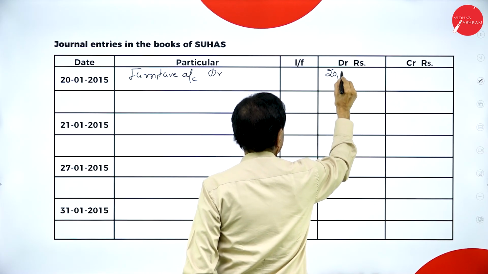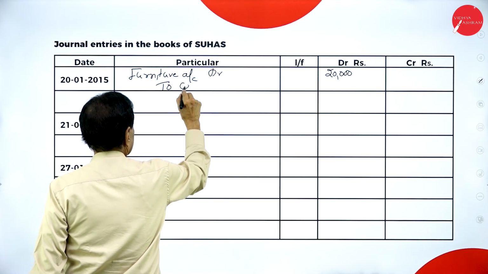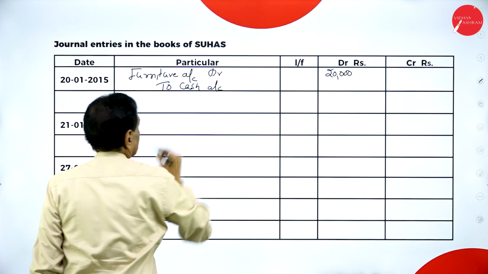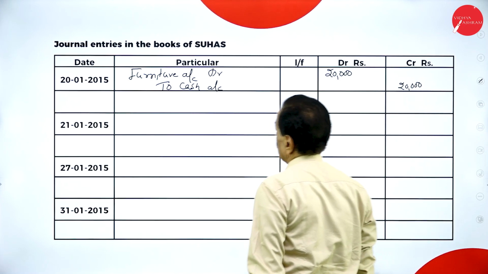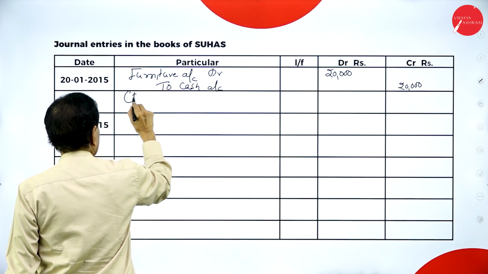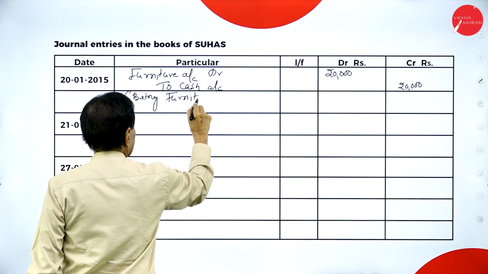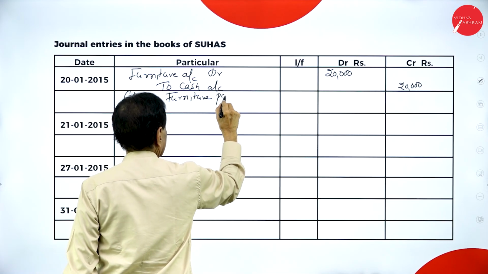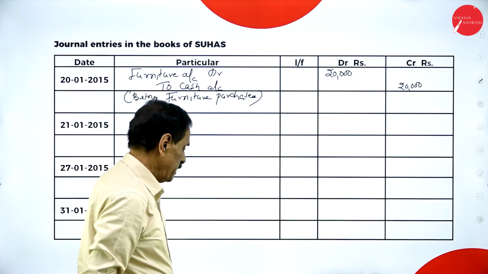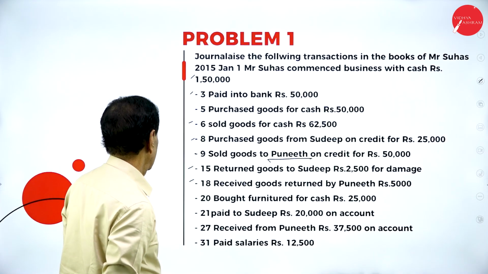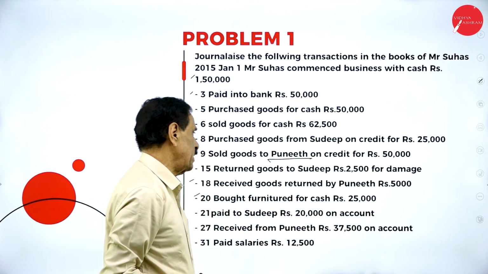$20,000 to cash account, $20,000. Being furniture purchased. Then on 21st, paid to Sudeep rupees 20,000 on account.